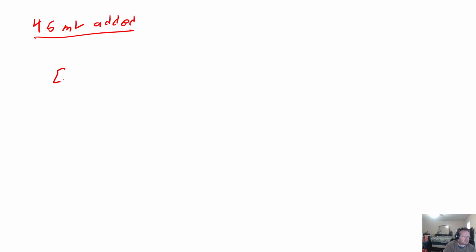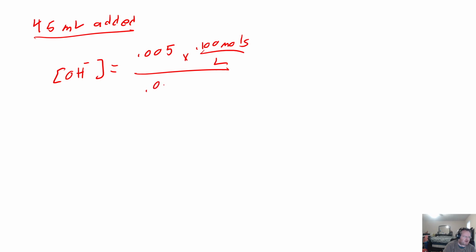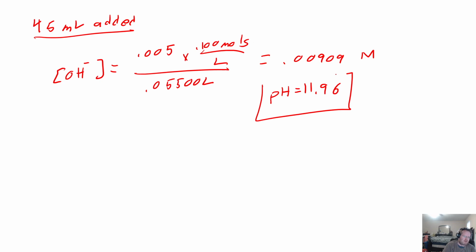So I want to know how much OH minus is still floating around here. So we have 0.005 liters. Yes, I can do 5 divided by 1,000. Had to make sure. So that's how much we have of excess times the 0.100 moles per liter. But I need a concentration here, so I divide it by the volume, and we've got 55 milliliters, 45 plus 10. So to do that, I get 0.00909 molar. Take the negative log of that, do 14 minus that, you'll get a pH equal to 11.96. Makes sense. We're in the excess base region, we should get pretty basic pretty quickly.